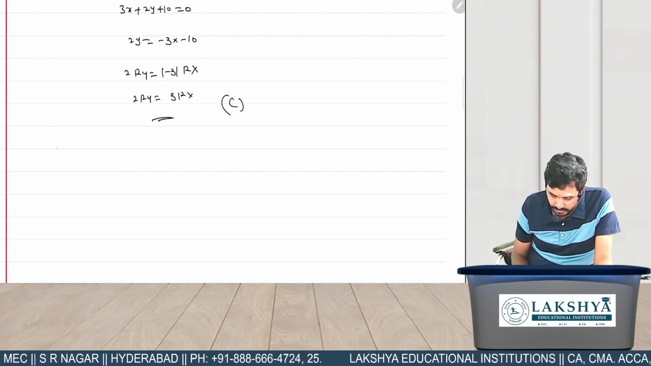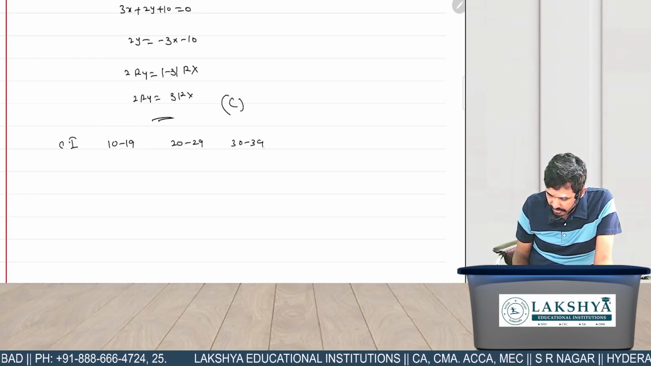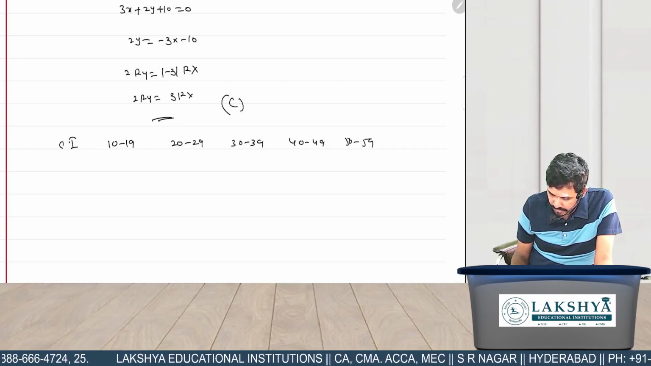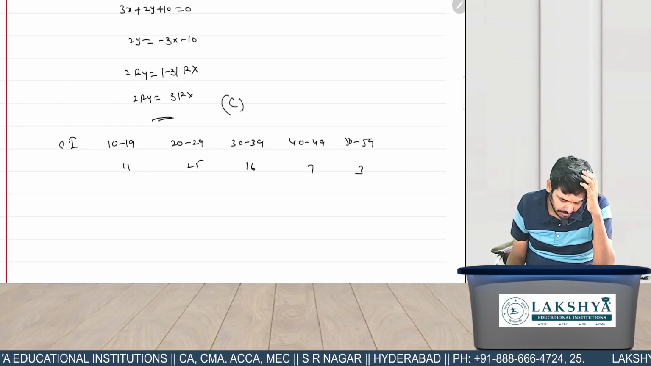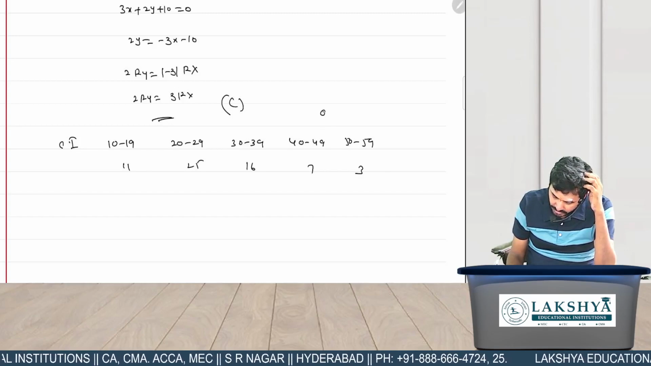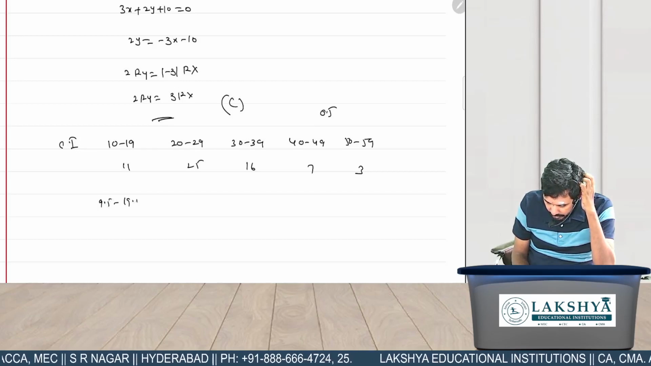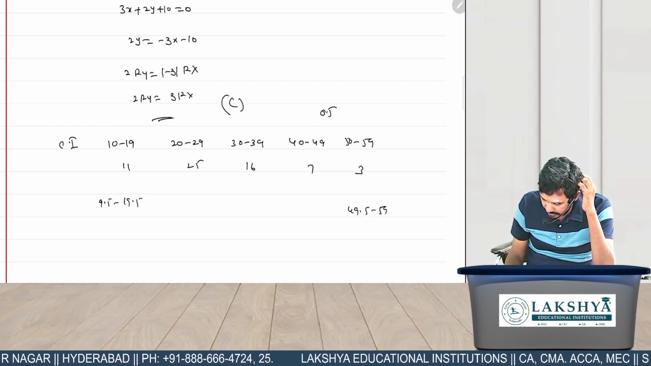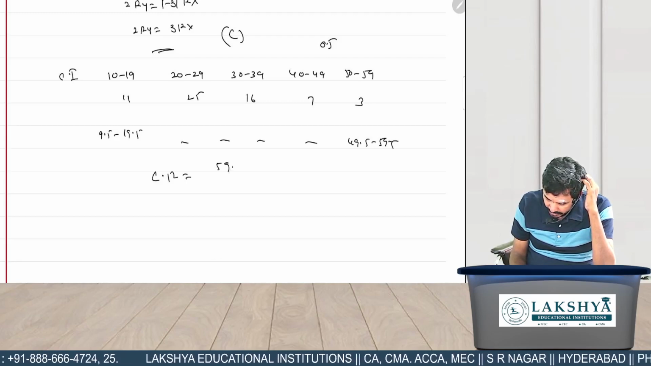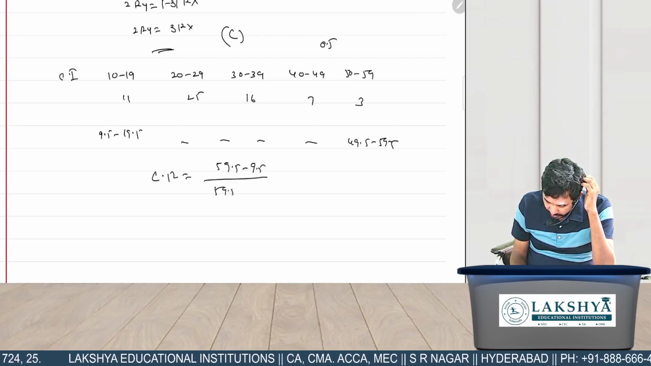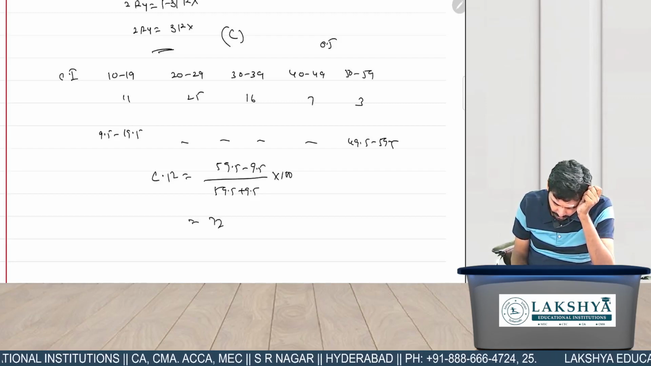Next, what is the coefficient of range? Class intervals 10 to 19, 20 to 29, 30 to 39, 40 to 49, 50 to 59, with corresponding frequencies. This is an inclusive classification. First we have to convert into an exclusive classification. How do we convert? By subtracting 0.5 from the lower class limit and adding it to the upper class limit. So what do we get? 9.5 to 19.5, and this is 49.5 to 59.5. The remaining we do not need. Coefficient of range is equal to (59.5 minus 9.5) by (59.5 plus 9.5) into 100. 72.